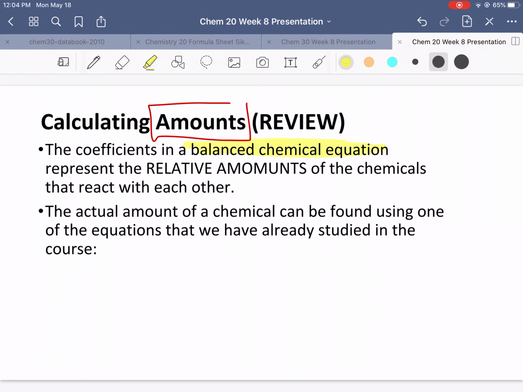In other words, guys, I have quite a typo here. Relative amounts. Sorry about that. That's supposed to be relative amounts. Anyway, okay. So represent the relative amounts of the chemicals that react.